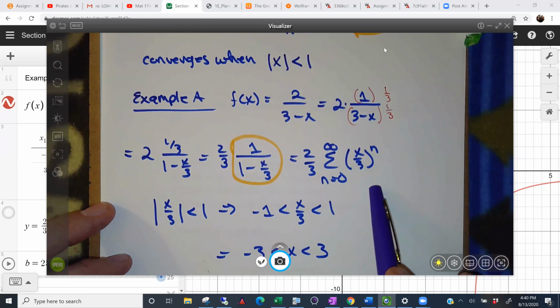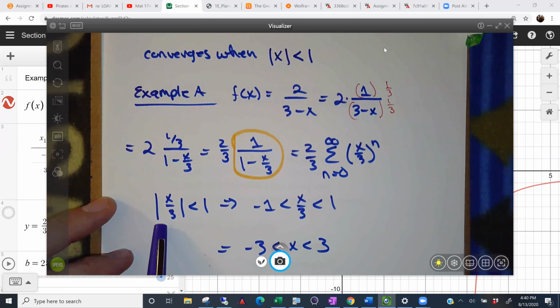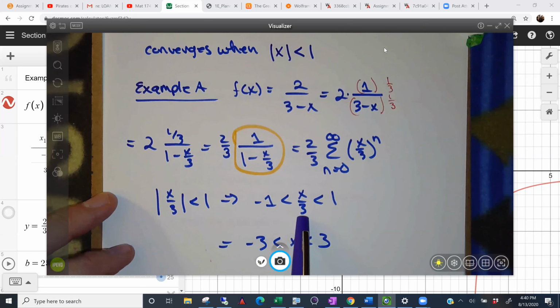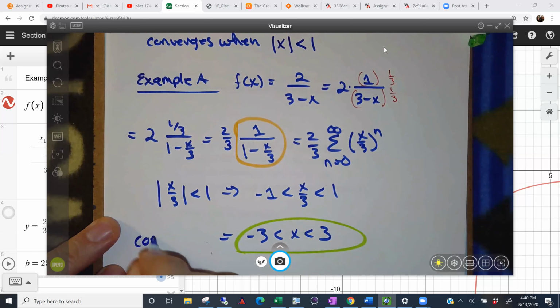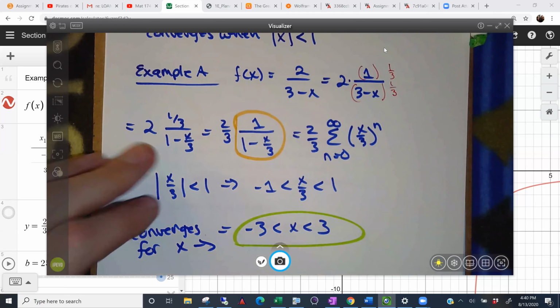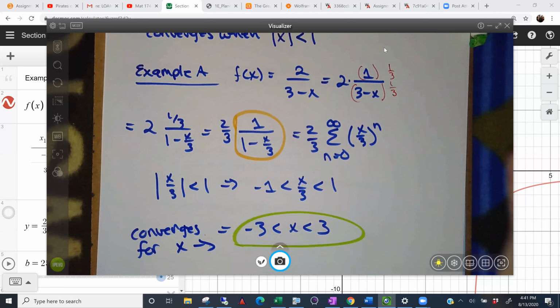That's your power series for this function. If you solve for when this converges, you can solve like this and see this is going to converge for x in this range. So, converges for these values of x.